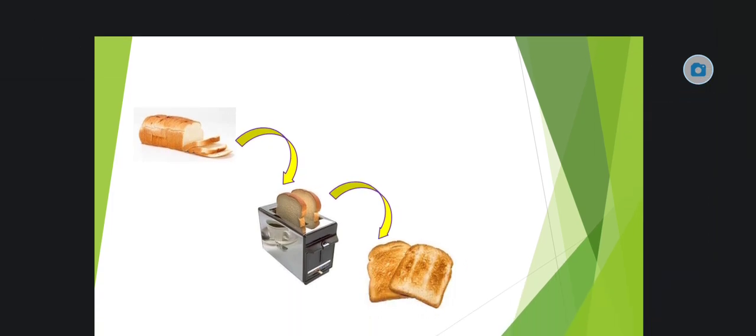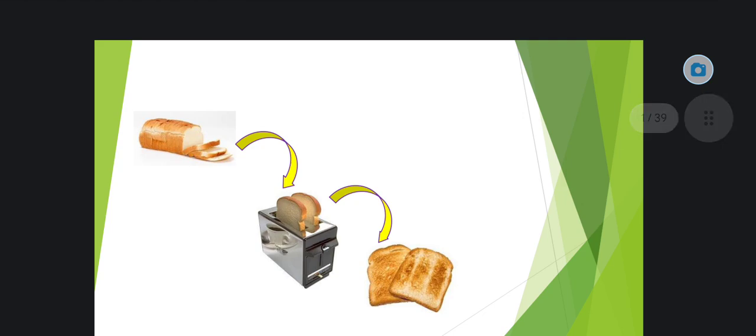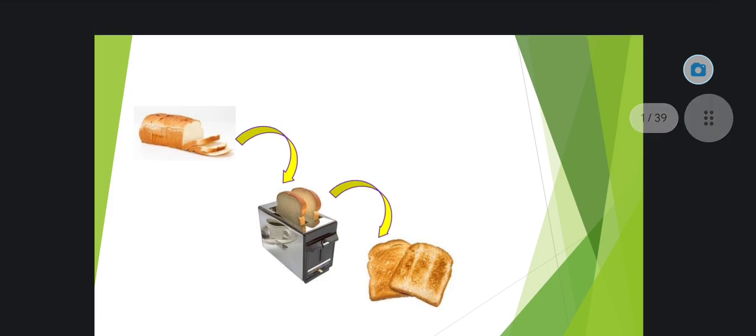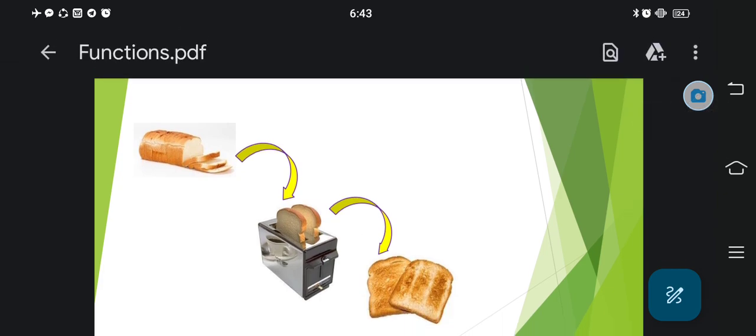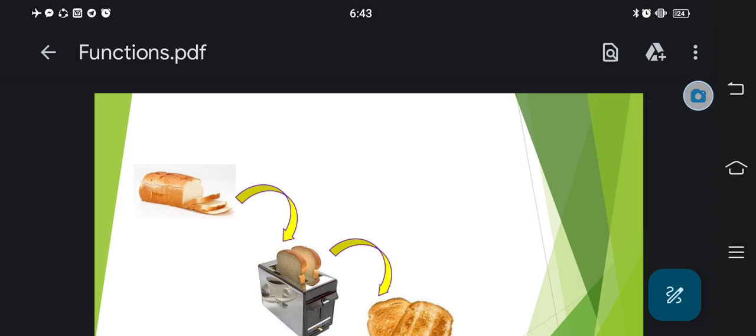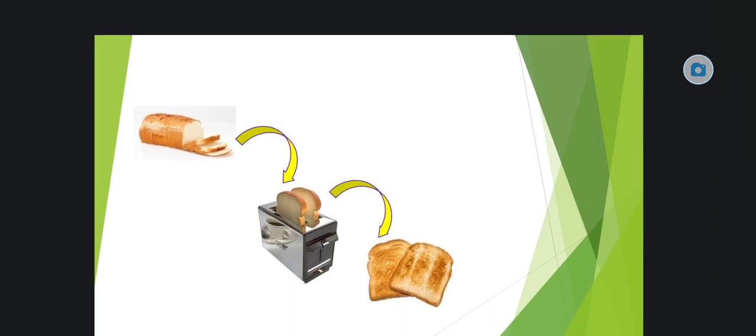Okay, now I want you to take a look around your surroundings. Can you name any machine around you? Okay, and now I want you to comment below the function of the machine. You comment in our Facebook group the function of the machine that you saw around you.